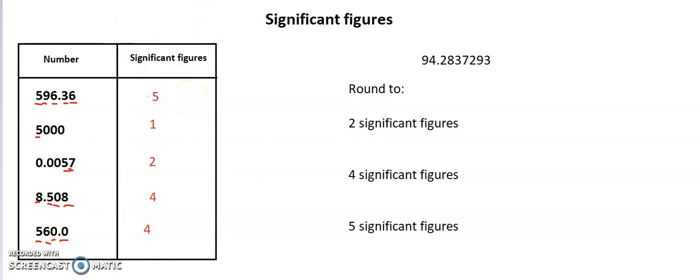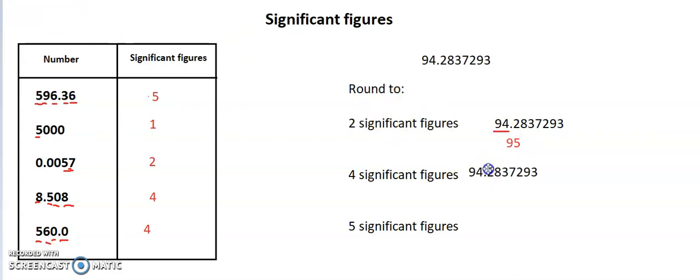So to start off, we are going to look at this question, 94.2837293. We are going to round it to 2 significant figures. If I think about 2 significant figures, I'm only wanting 9 and 4. So if I'm rounding, is it closest to 94 or 95? And the answer would be 95.